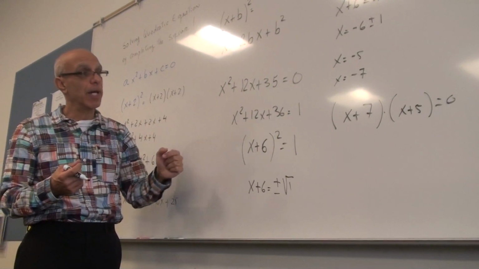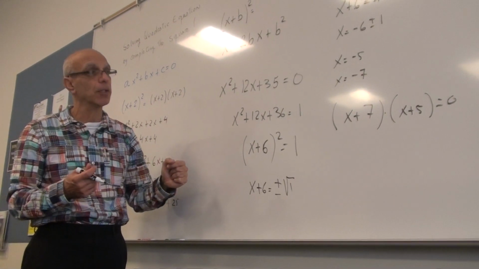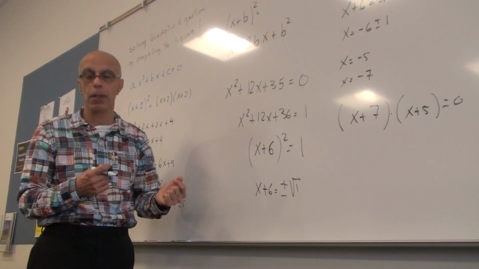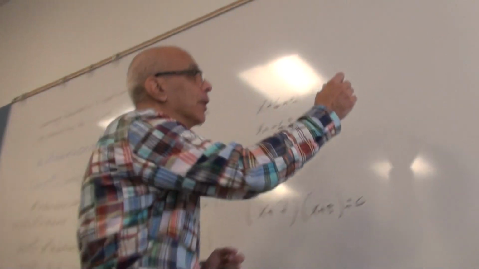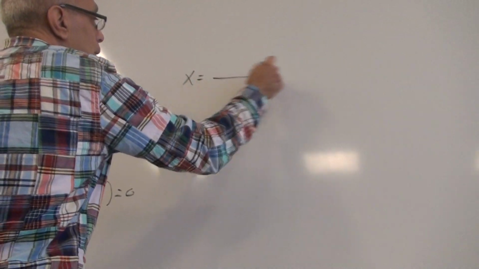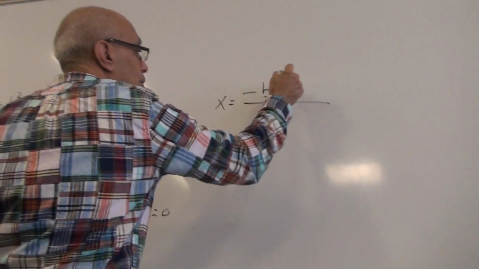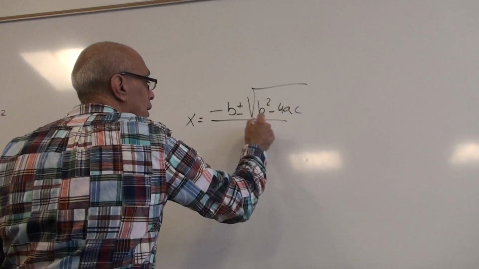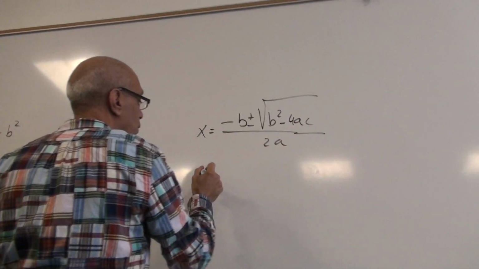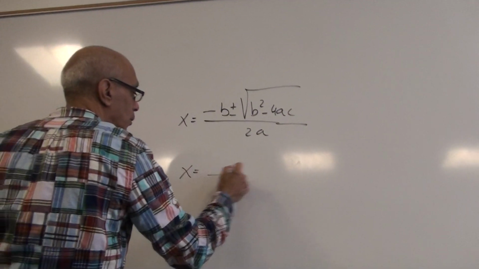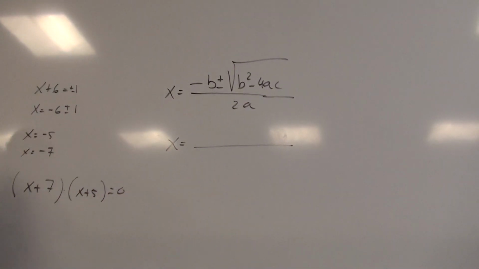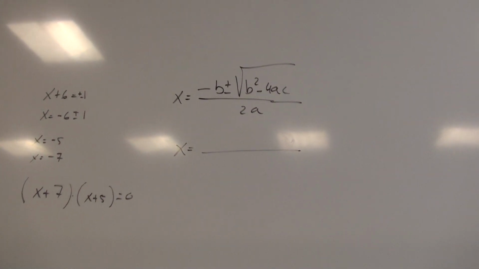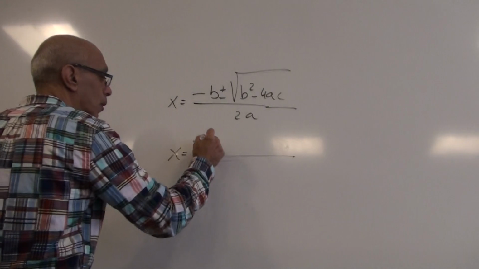The other method that we have to solve quadratic equations is by using the quadratic formula. The quadratic formula is x equals negative b plus or minus the square root of b squared minus 4ac, all over 2a. So let's use that formula now and see what's going to happen. What is the value of b here? 12. So it's going to be negative 12.